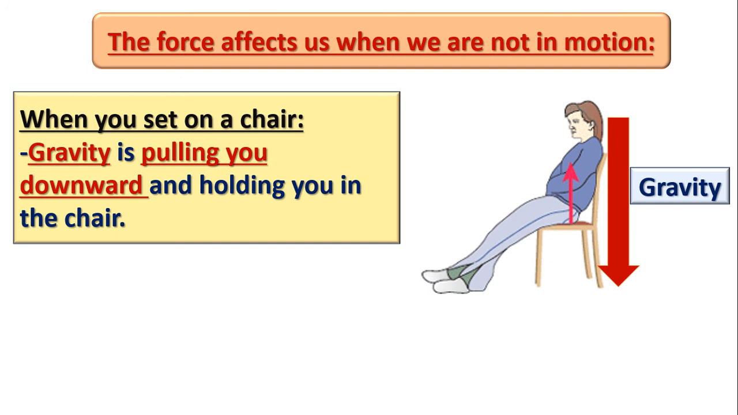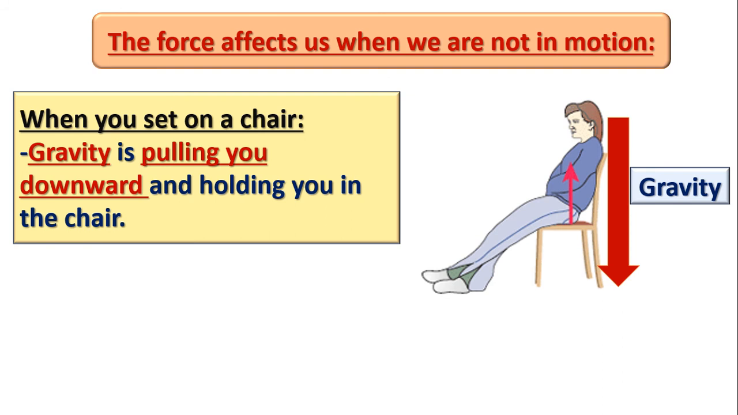We studied the balanced force before. If you can remember, the balanced force makes things not move. Okay, so when we are on a chair, is there a balanced force effect on us? Yes, there is a balanced force effect on us. Balanced force means two forces in opposite directions. Two equal forces in opposite directions make things not move. Okay, what are the two forces effecting on us when we are sitting on the chair?